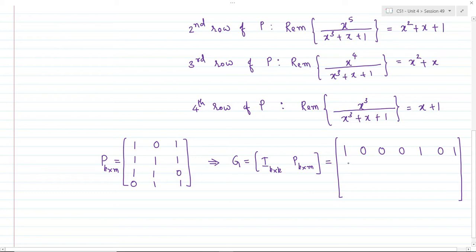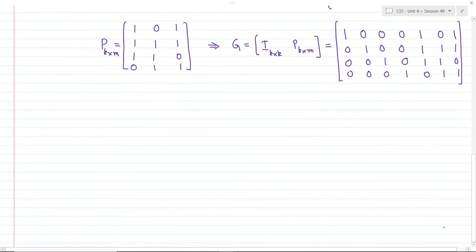The second row would be 0, 1, 0, 0, which is the identity matrix, and this is picked from the P matrix. The third row is again from the identity matrix, and the third row of the P matrix is 1, 1, 0. And finally, 0, 0, 0, 1 and 0, 1, 1. So this is the generator matrix. We can use C equals D times G, do the matrix multiplication, and hence encode the given data vector.